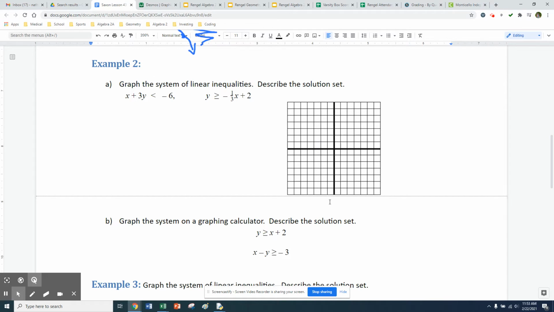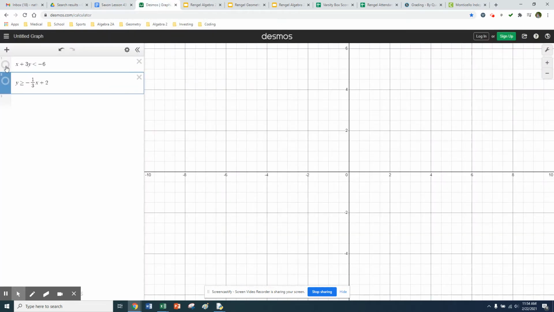In example 2, we'll start looking at how we can use graphing technology also to represent these linear inequalities. In example 2, we have in standard form x plus 3y is less than -6, and then y is greater than or equal to -1/3 x plus 2. Over here we would subtract the x over, then divide by 3. So both of these are going to have a slope of -1/3, and when two lines have the exact same slope, they form parallel lines.